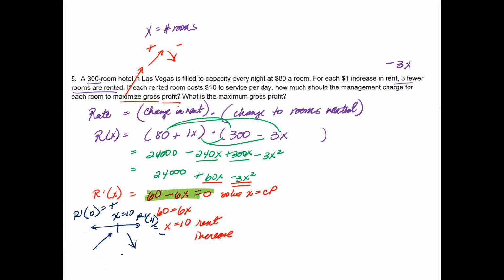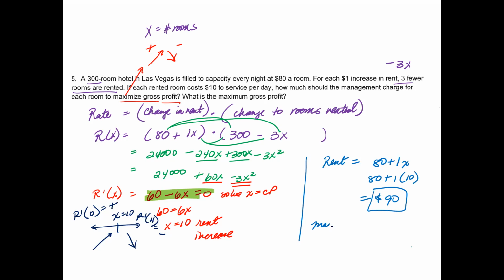Okay, so then as I look at this, you know that the rent for each of the rooms is going to be 80 plus 1x, so the increase of $1. So 80 plus 1 times 10, the maximum amount that you should charge for each room is going to be $90. Now for the gross profit.